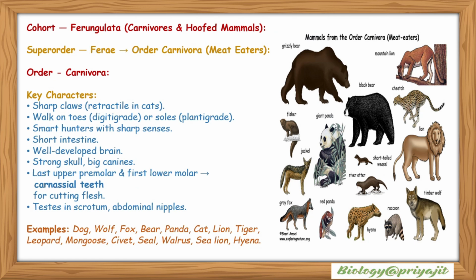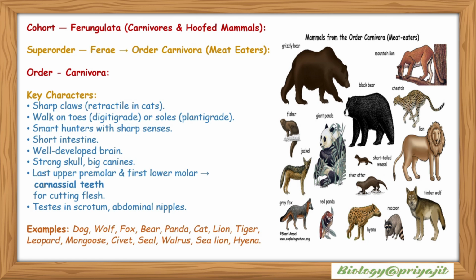Ungulata. This is the last or fourth cohort, which includes carnivores and hoofed mammals. Superorder Ferae, order Carnivora, which are the meat eaters. Order Carnivora includes characters such as sharp claws, retractile in cats, and walking on toes (digitigrade) or on soles (plantigrade). Smart hunters with sharp senses.